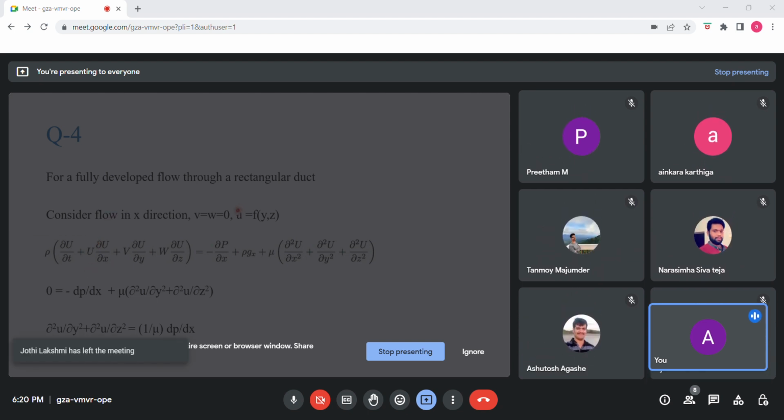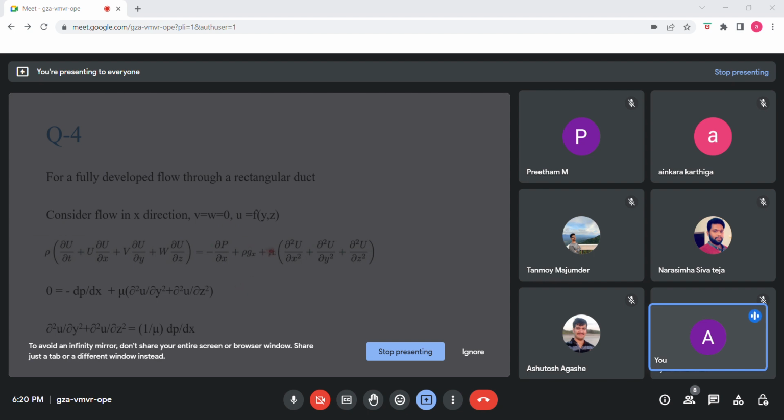So on the whole, the left hand side completely becomes 0, and it is equal to minus ∂p/∂x plus ρg. Since we are considering flow through a rectangular duct, gravitational flow is not considered. I mean, the gravitational effect is not considered over here. So this term also becomes 0.